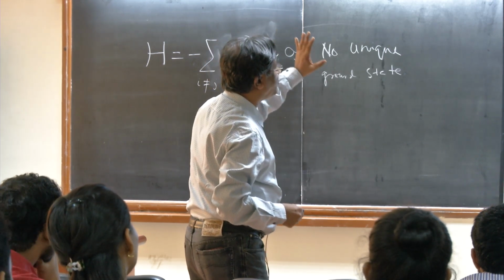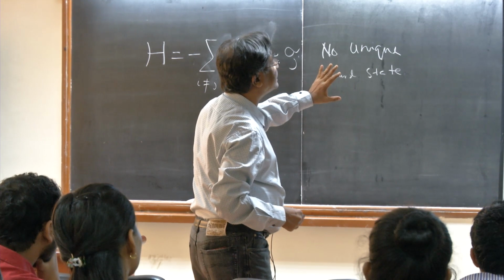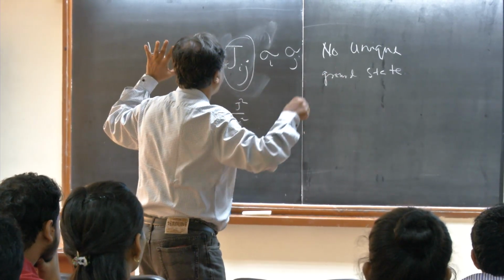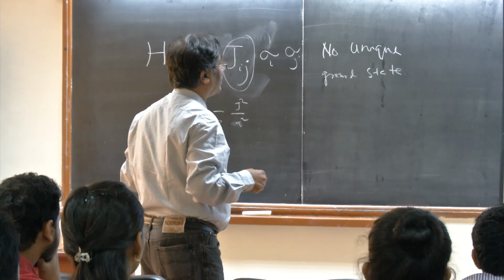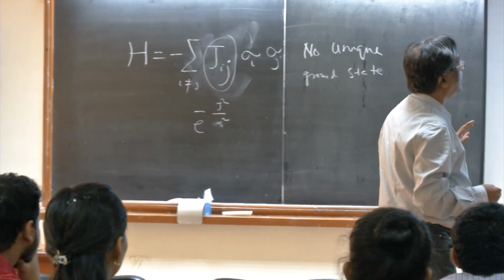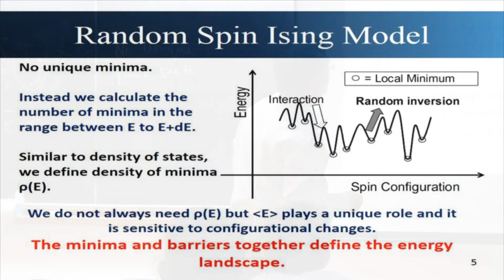Then people computed what kind of energy it can have. Well, it doesn't have a unique ground state, so no E equal to 0 state. However, it has many minima. So now there are all these multiple minima.